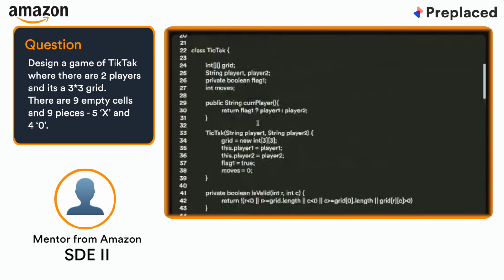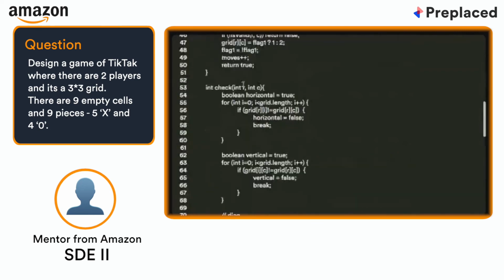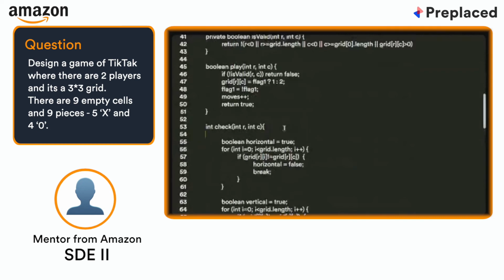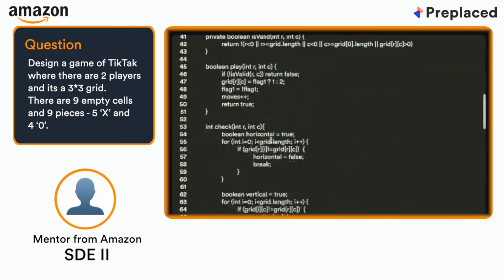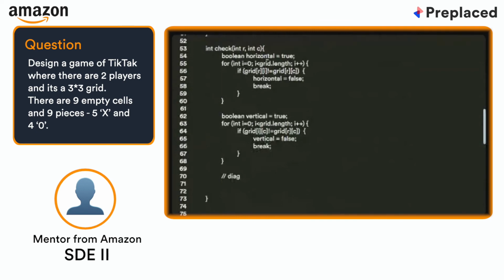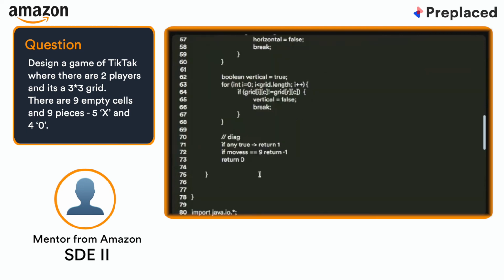Okay. So here, moves will increment, and then while checking, I will just check if any one of them has been satisfied. I mean, if horizontal is true, vertical is true, or diagonal is true, and if any one of them is true, I will be returning one. I'm just writing pseudocode: if moves equals 9, it means all the moves have been made. So I'll be returning -1 because it's a draw, and I'll be returning 0 otherwise. So if 0, you can proceed to the game. So that's what it will be doing.